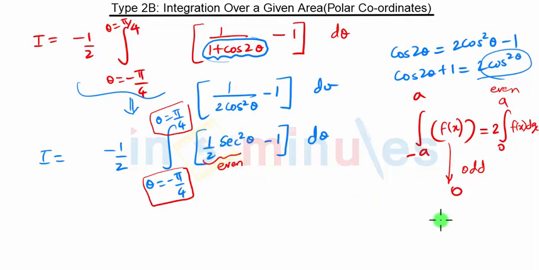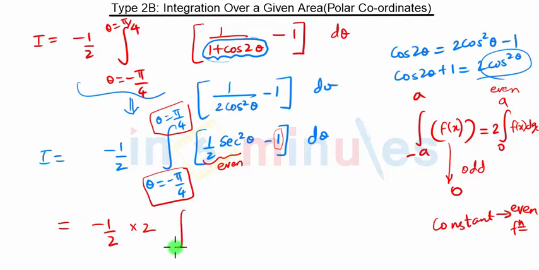And remember, constants are always even functions. Mind my words, I am not saying it is an even or odd number. Even function and numbers are very different things. So my 1 is also an even function. So whenever we have even function, we can replace minus half of this integration by 2 into integration of 0 to pi by 4, half sec square theta minus 1 into d theta. This 2 and this 2 will get cancelled, so we have minus 1.